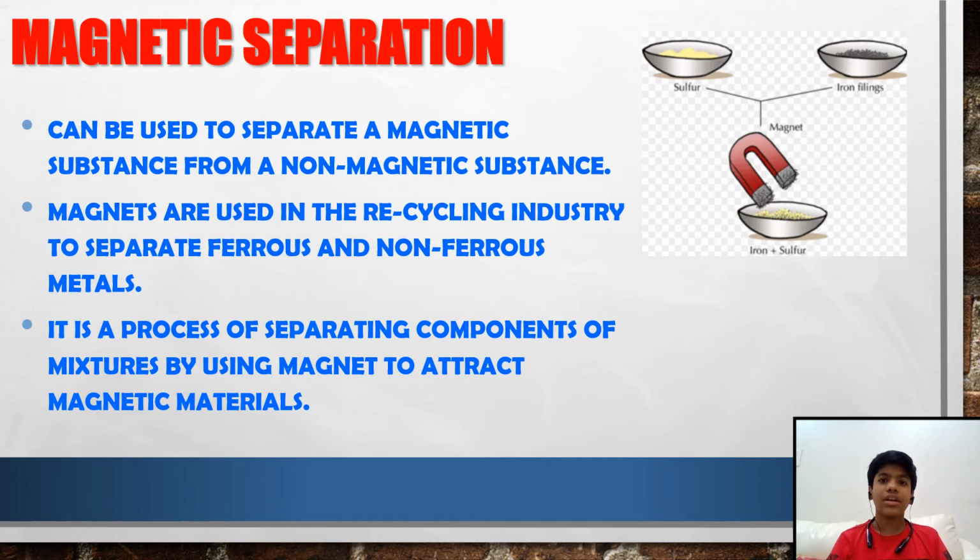Magnetic separation. It is a process of separating components of mixture by using magnet to attract magnetic materials. It can be used to separate a magnetic substance from a non-magnetic substance.